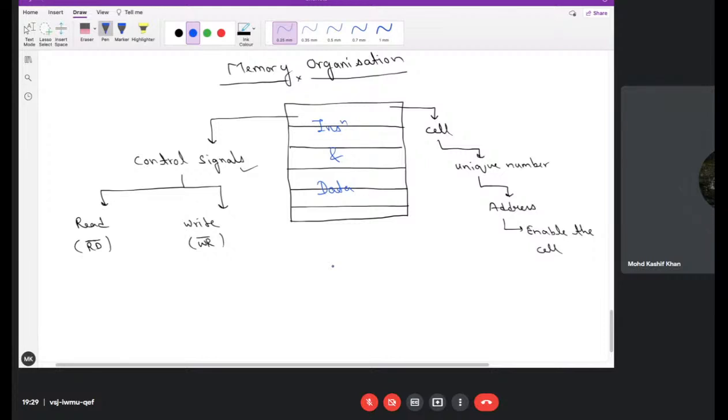Full stop. Each cell is identified with a unique number called as address.